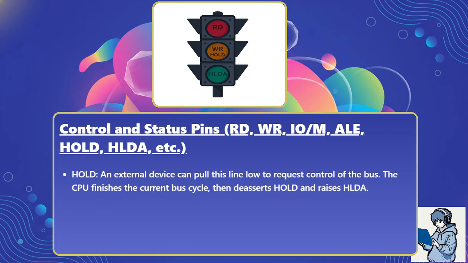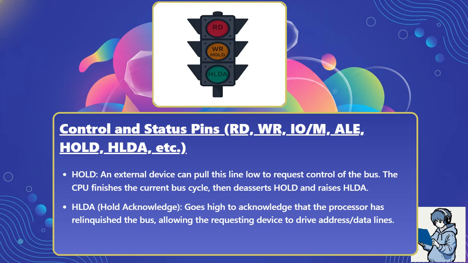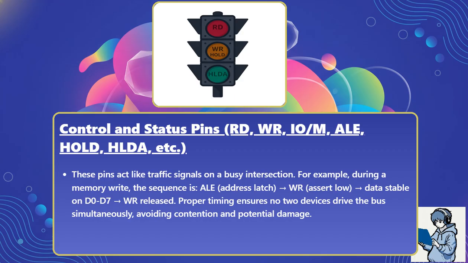HOLD: an external device can pull this line high to request control of the bus. The CPU finishes the current bus cycle, then relinquishes the bus and raises HLDA. HLDA, hold acknowledge, goes high to acknowledge that the processor has relinquished the bus, allowing the requesting device to drive the address/data lines. These pins act like traffic signals on a busy intersection. For example, during a memory write, the sequence is ALE address latch, then WR asserted low, then data stable on D0 to D7, then WR released. Proper timing ensures no two devices drive the bus simultaneously, avoiding contention and potential damage.